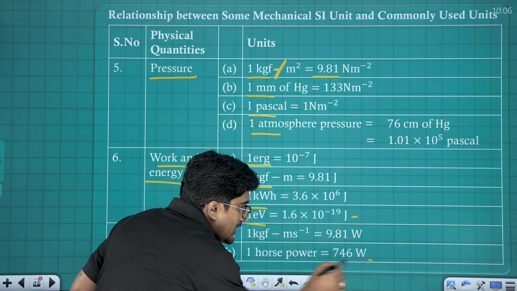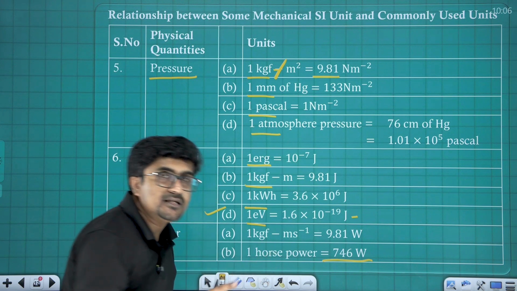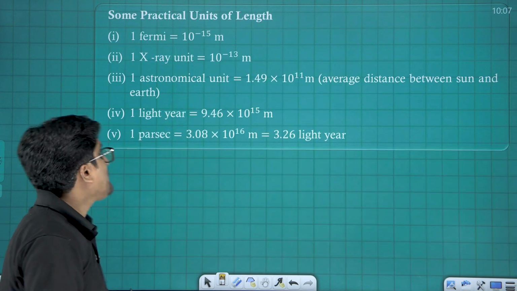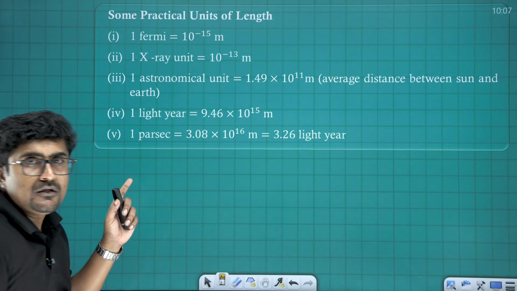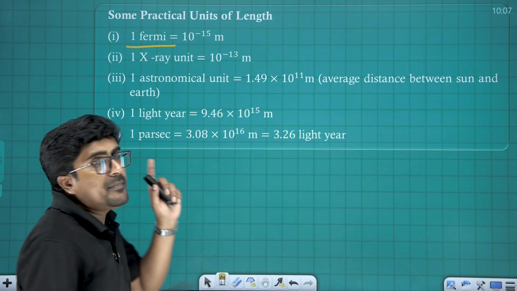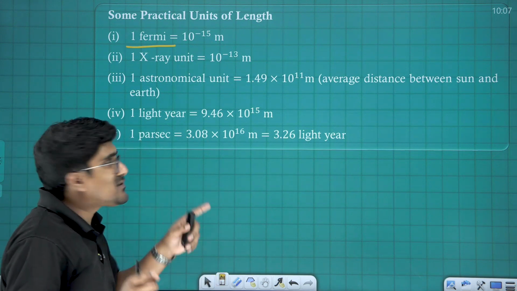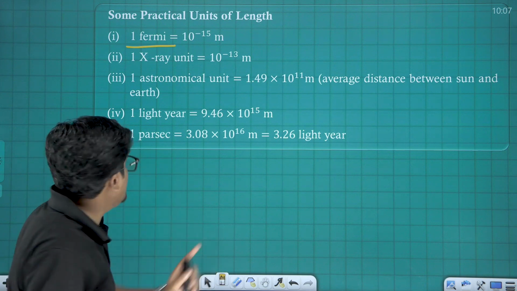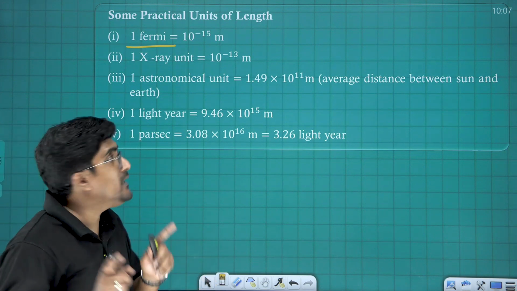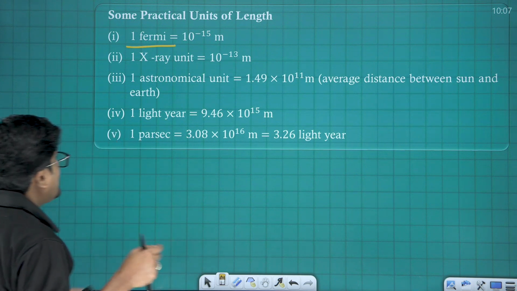Next is 1 horsepower. This is again a commonly used unit for power. 1 horsepower is 746 watt. Next is Fermi. In nuclear physics this unit is widely used, and 1 Fermi is 10 to the power minus 15 meter. Next is 1 X-ray unit, that is 10 to the power minus 13 meter, and 1 astronomical unit, that is 1.49 into 10 to the power 11 meter. That is basically the average distance between the sun and the earth.